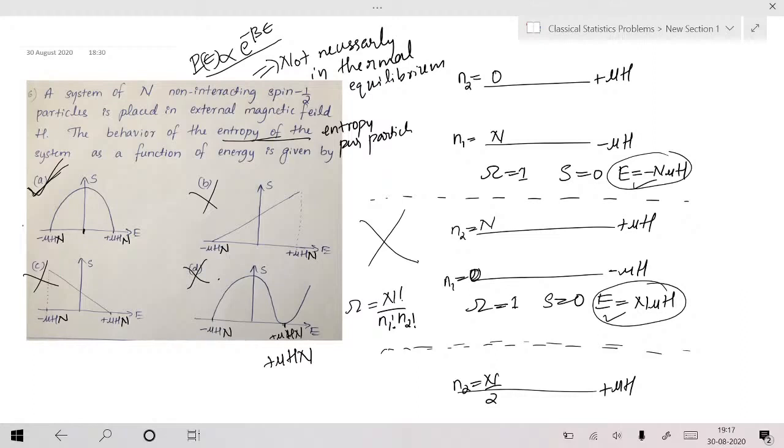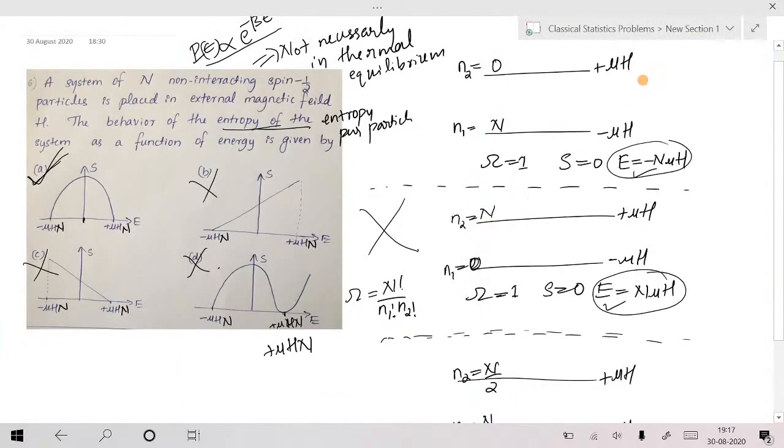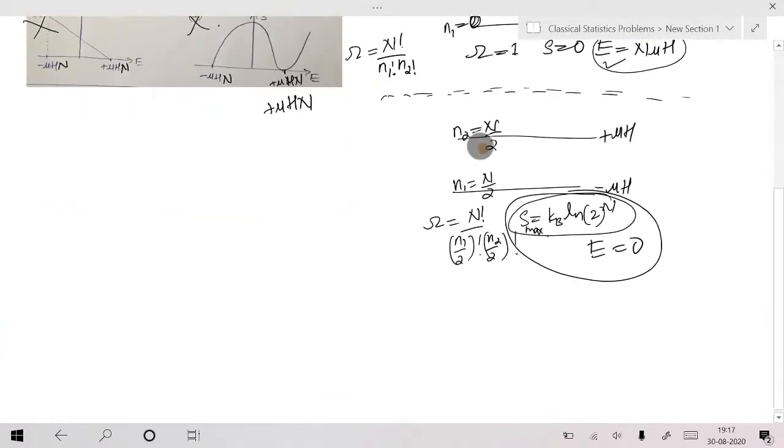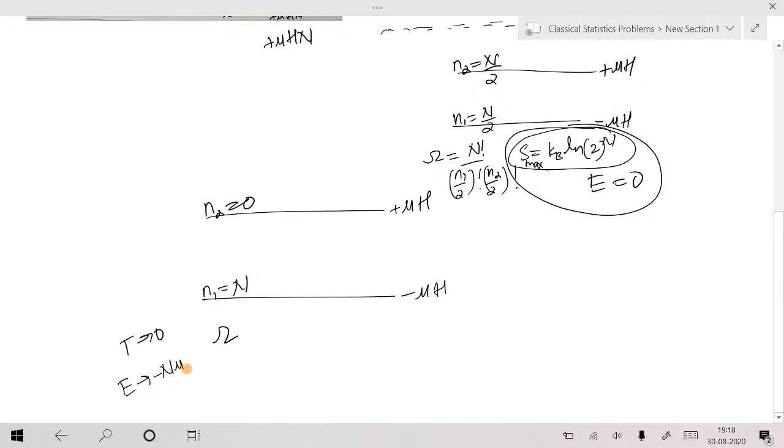Sir, for the graph for equilibrium, how will it be? Graph for equilibrium, that's a good question. I think your minimum entropy situation is again at 0 Kelvin, all particles can be in the ground state. Minus mu h, plus mu h. n1 is equal to n, n2 is equal to 0. This is for T tends to 0, isn't it? In this case, your energy tends to minus n mu h.